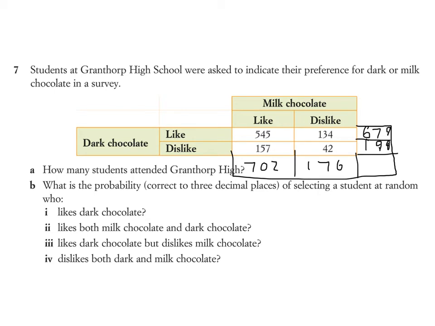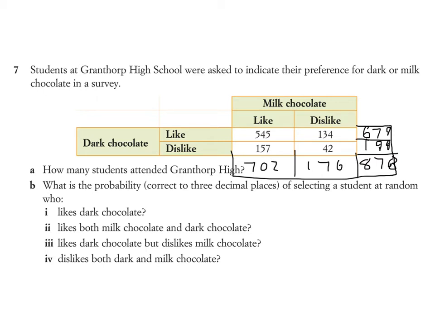When we're talking about this box in here, this is the total number of these two. Now, 702 plus 176 gives me 878. It's very important that I add these numbers up because they should also give me 878. They should give me the sum total, and if they don't, then I know that I've made a mistake. Let's start answering these questions now.